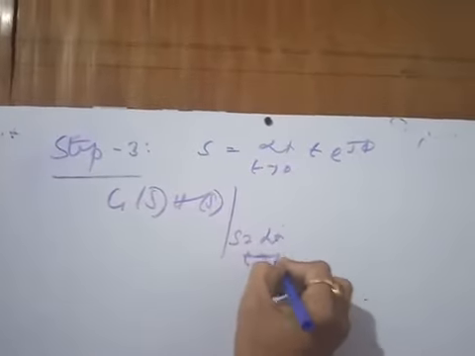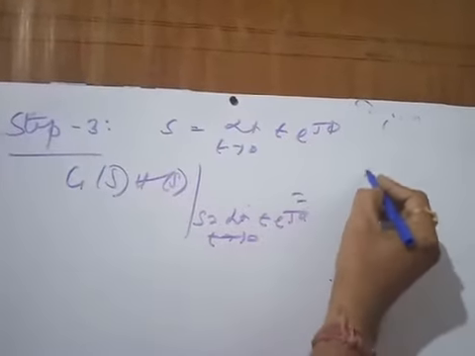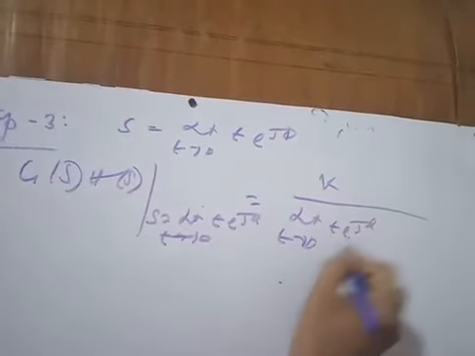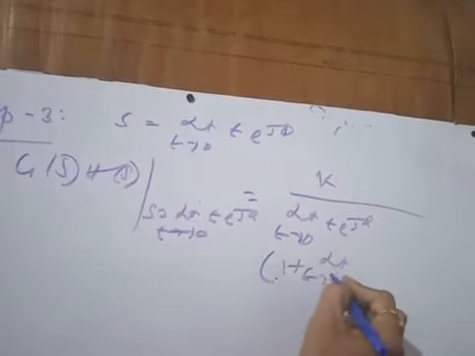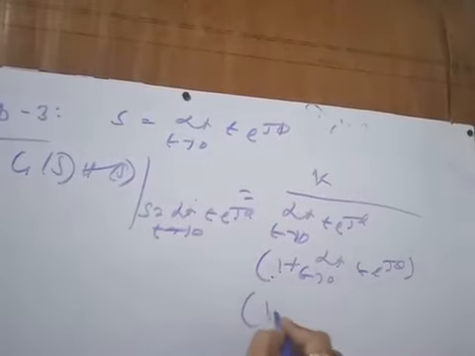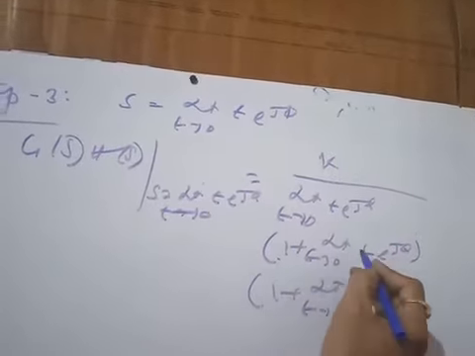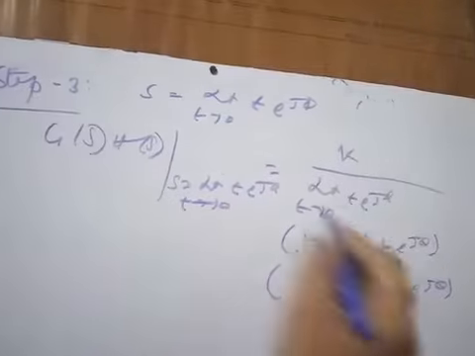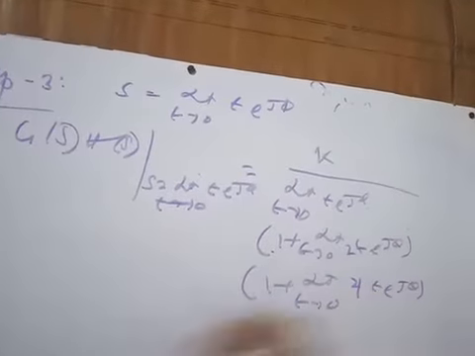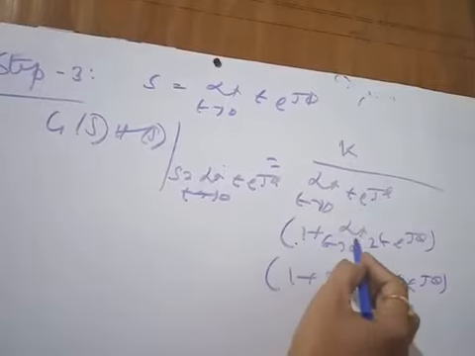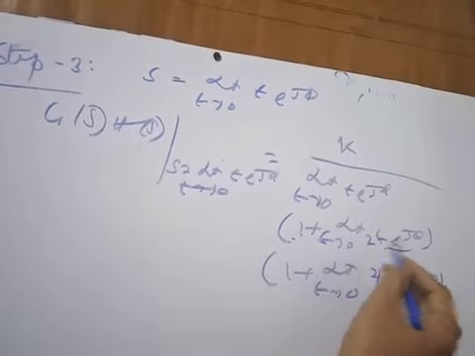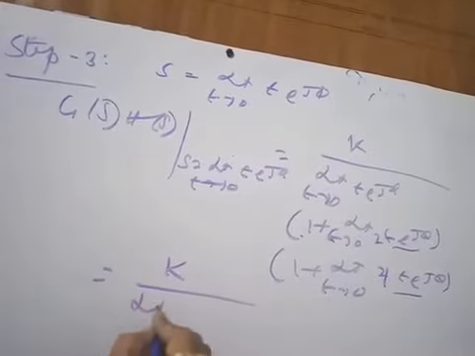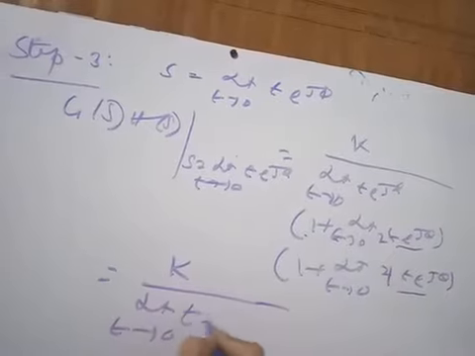Limit epsilon tends to 0, epsilon e to the power j theta, so G(s)H(s) equals K by limit epsilon tends to 0, epsilon e to the power j theta, into 1 plus limit epsilon tends to 0, 2 epsilon e to the power j theta, into 1 plus limit epsilon tends to 0, 4 epsilon e to the power j theta, right? This is 2s, this is 4s. Now when you take the limiting value of epsilon tends to 0, this becomes 0 and this becomes also 0. So what you will get? This is nothing but K by limit epsilon tends to 0, epsilon e to the power j theta.